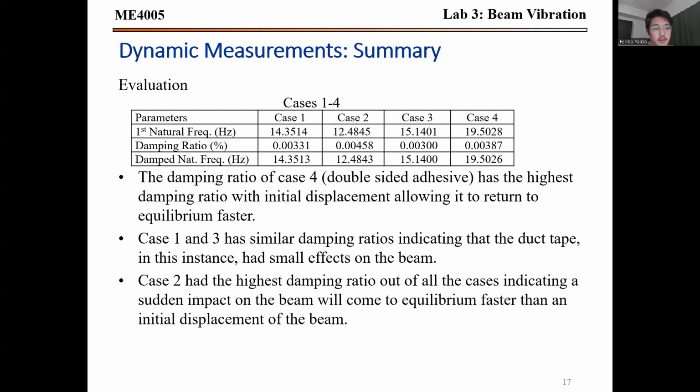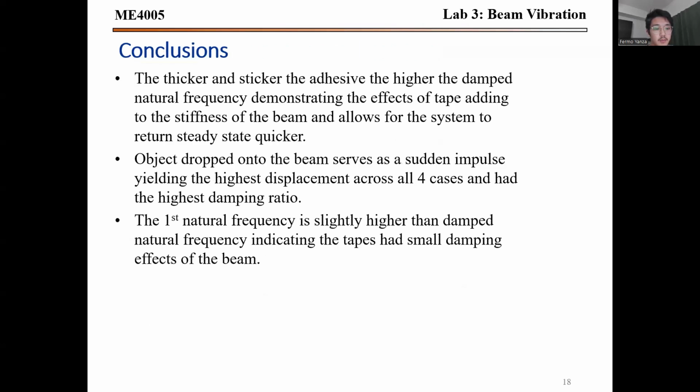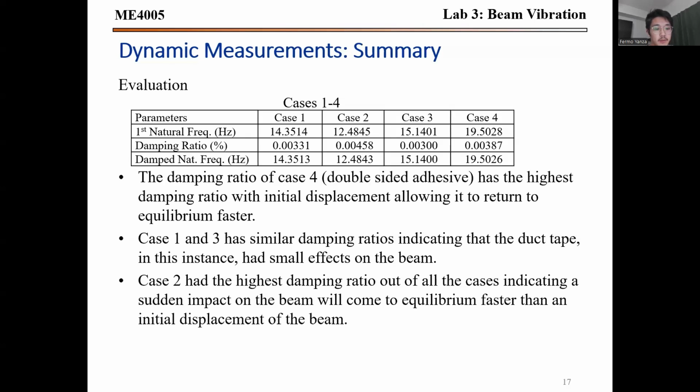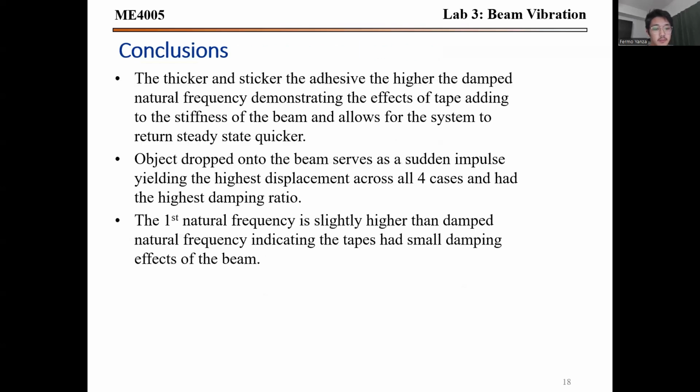indicating that with tape the dampening ratio should have increased by a significant portion, demonstrating the added stiffness to the beams. And it shows that the object had the most displacement, but also had the highest dampening ratio.